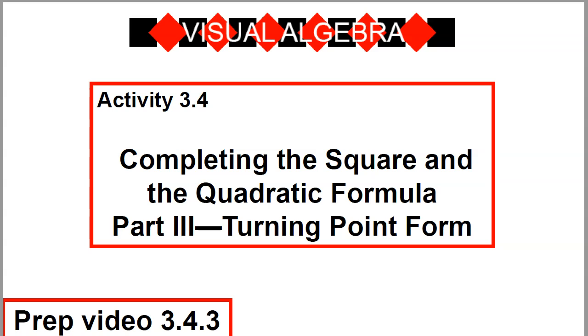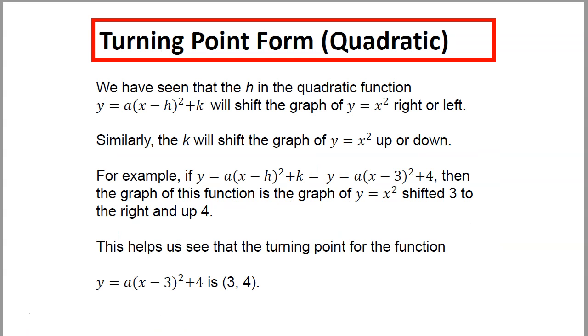This is part 3 of the video introduction to activity 3.4, turning point form. We have seen that the h in the quadratic function y equals a times quantity x minus h squared plus k will shift the graph of y equals x squared either right or left. Similarly, the k will shift the graph up or down.